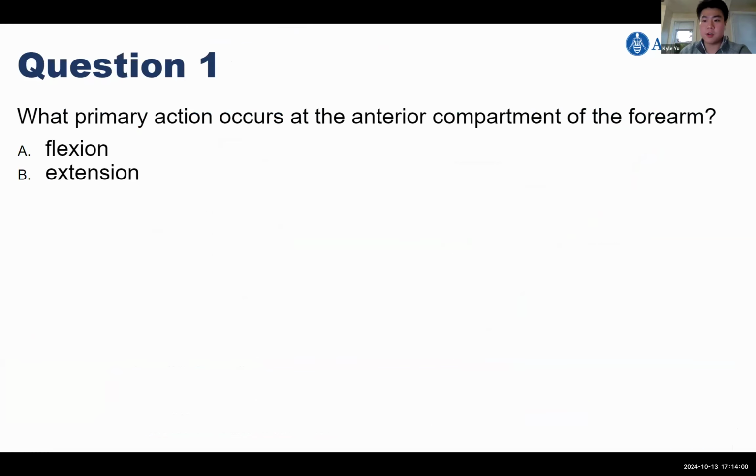All right, so this is the first question that I have. All right, and I'm going to go ahead and close the poll. So get your answers in. 5, 4, 3, 2, 1.